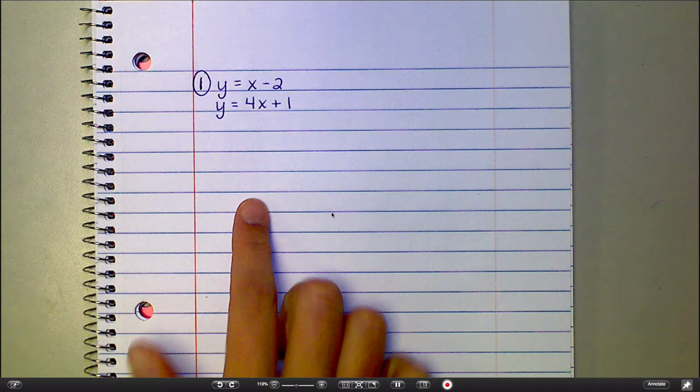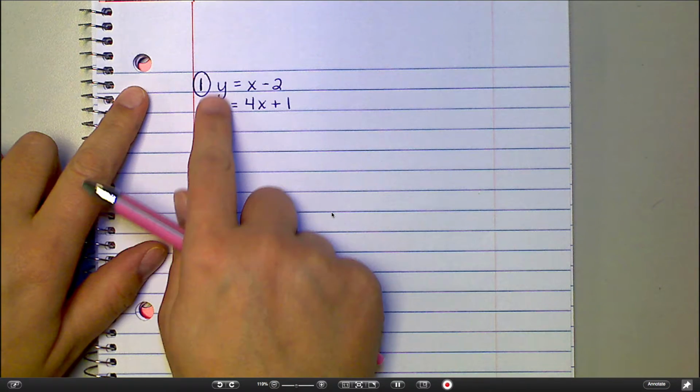This is question number 1 from practice 6-2B. This is what you'll see written on your paper. And I'm solving this with substitution, which remember the first step to doing any problem with substitution is to make sure that you have one of the variables isolated, one of the variables by itself.